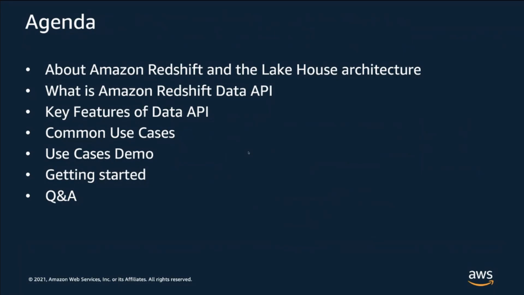Here is the agenda for today. First, we'll learn what is Amazon Redshift and the Lakehouse architecture with Redshift. Then, we'll learn what is Amazon Redshift Data API and its key features. Then, we'll cover some common use cases with Data API along with short demos on them. Then, we'll learn how to get started with Redshift Data API, covering our GitHub page and blog posts. We'll end the session with a live Q&A.